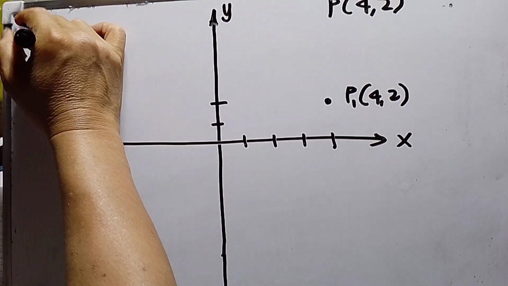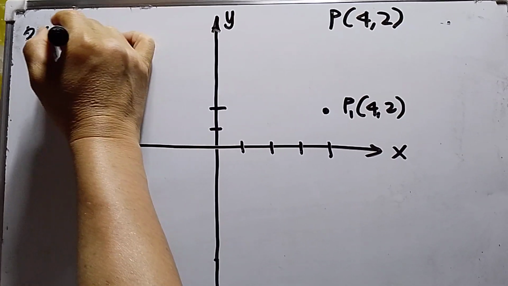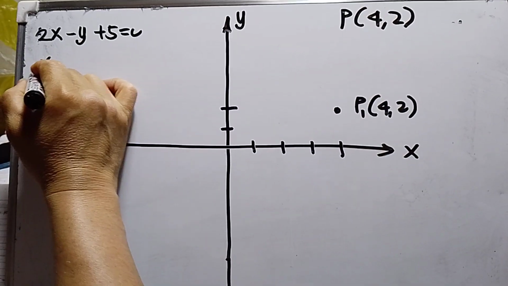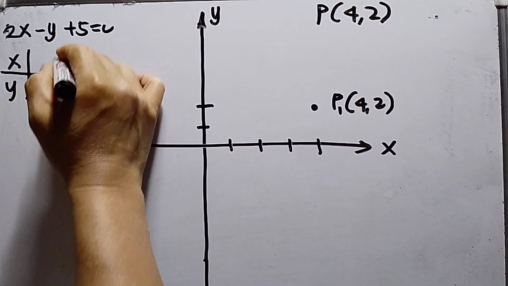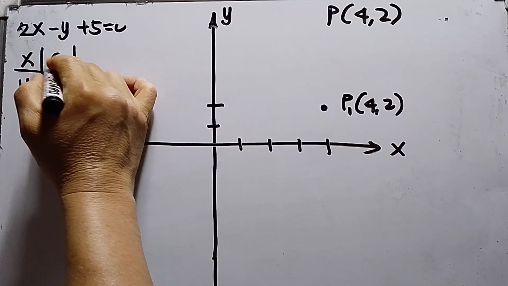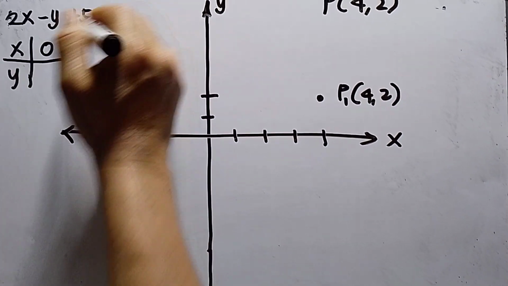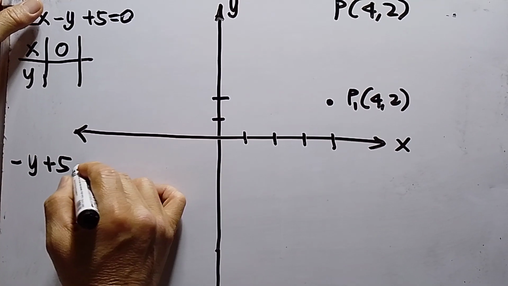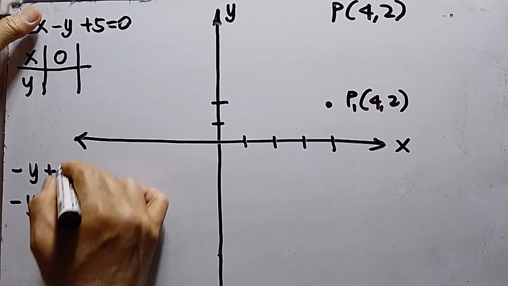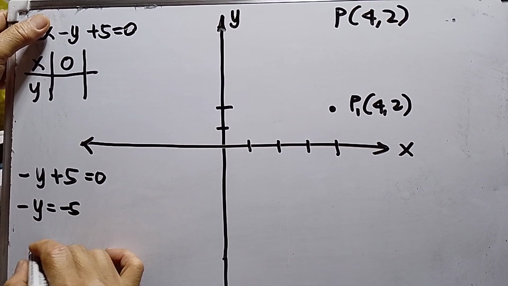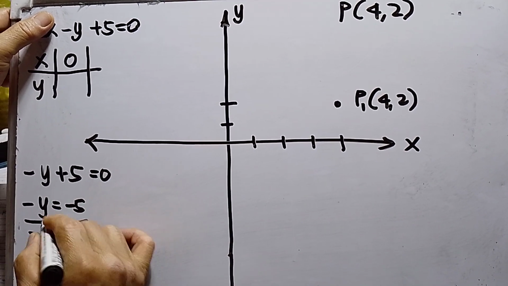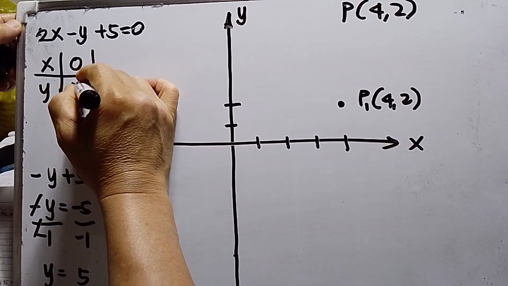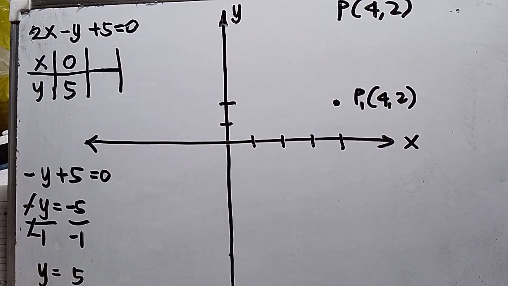How about the line 2x minus y plus 5 is equal to 0? I may make a tabulation of x and y. When x is 0, what is the value of y? So I have negative y plus 5 is equal to 0. Transpose 5 to the right, this will be minus 5. Then I need to divide by negative 1 on both sides. So y is equal to positive 5. This is using the y-intercept.